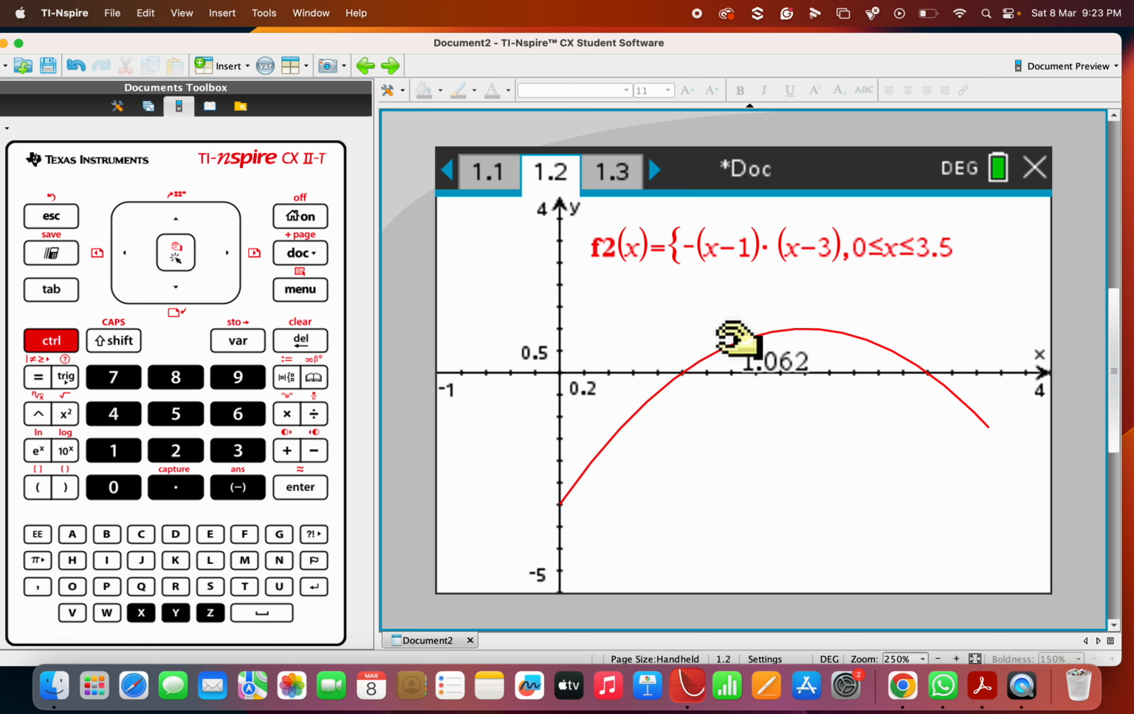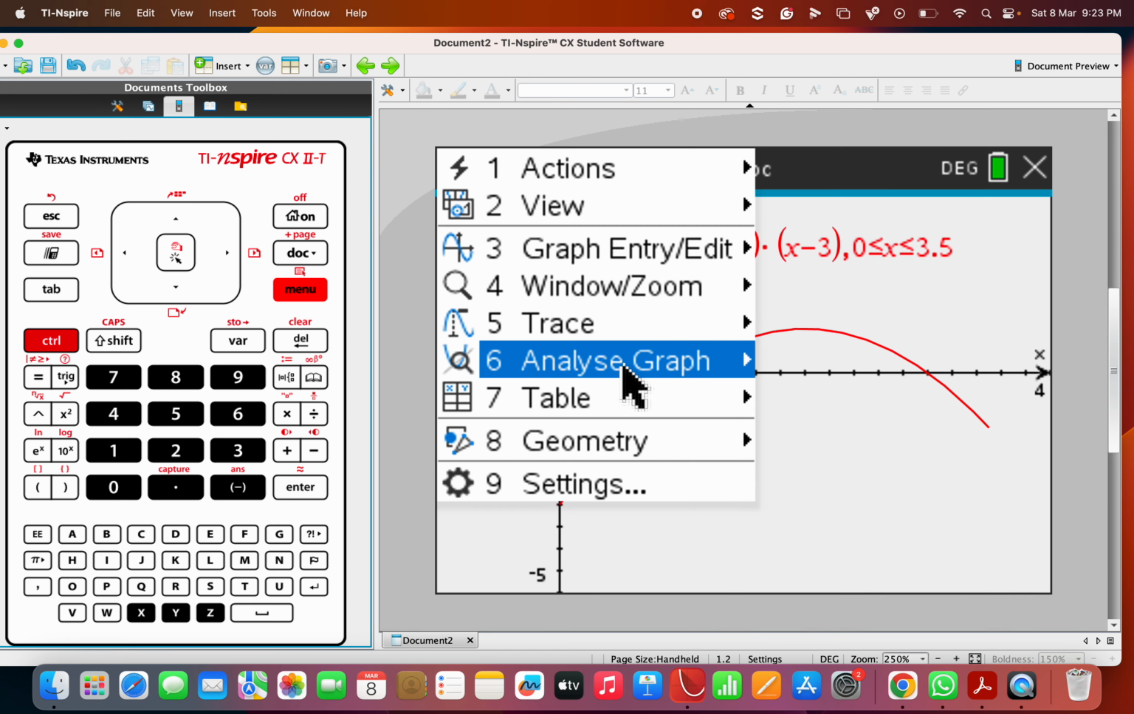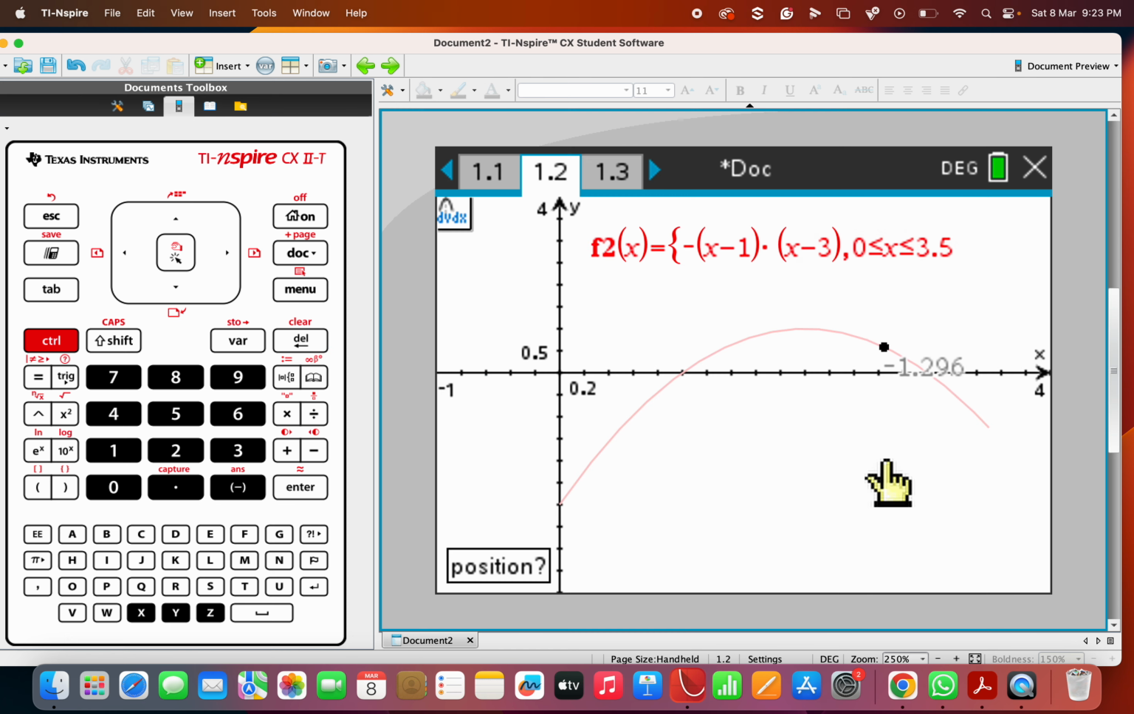So let's just grab that and move it around a bit. Now we want a specific point when t equals 1, which is here, I think, and when t equals 3. But rather than guessing, we can go menu, analyze graph, dy by dx. You can literally just type in 1 with your keyboard, and there it is. So the actual acceleration when t equals 1 is 2 meters per second squared.